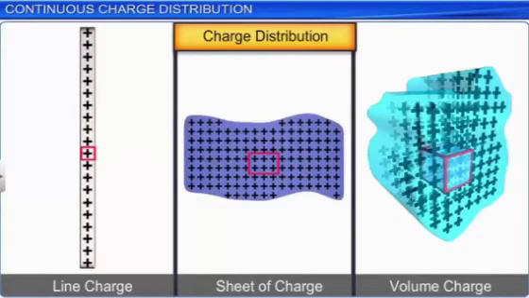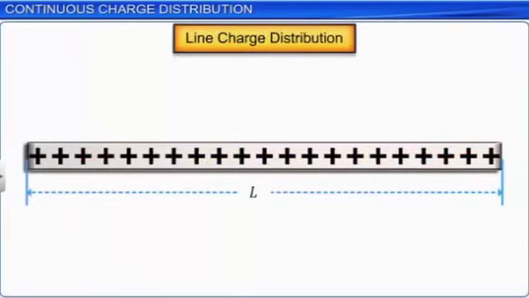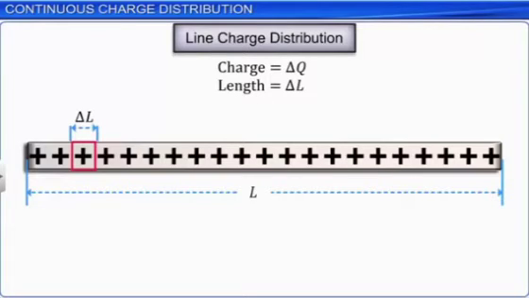Let us look at a line charge distribution of length L carrying a charge Q as shown. If we consider a small element of such a charge distribution having a charge delta Q and of length delta L, the linear charge density, lambda, of such an element is equal to delta Q by delta L, since it is the charge per unit length. The SI unit of linear charge density, lambda, is coulomb per meter. It is a scalar quantity.